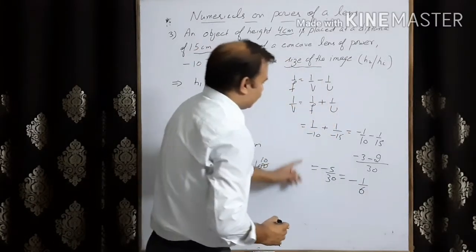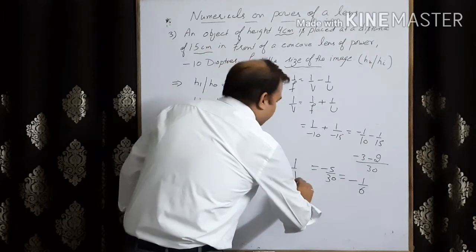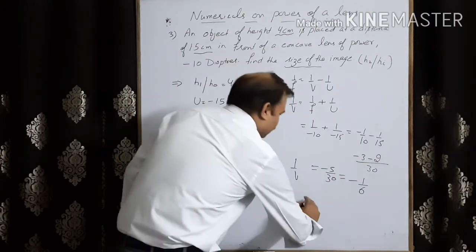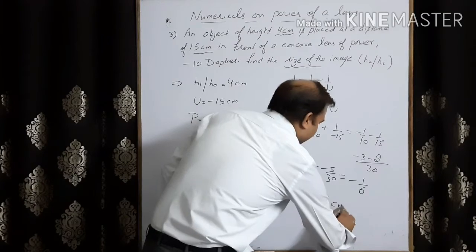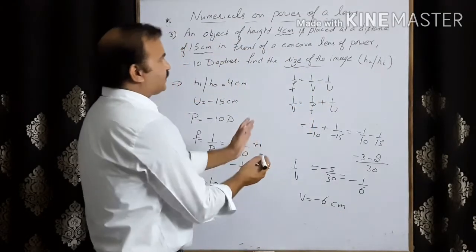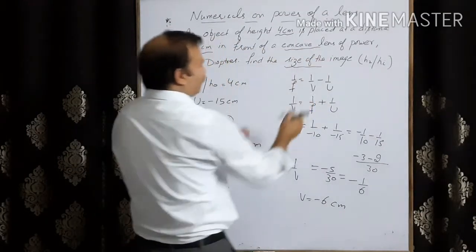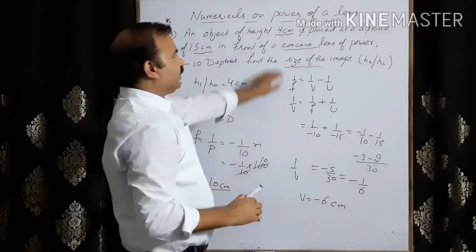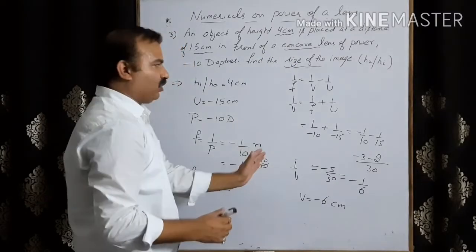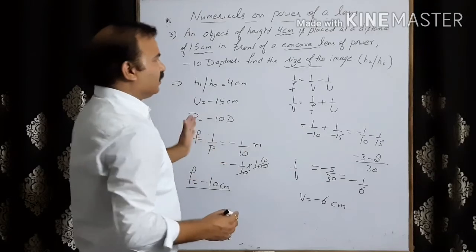So what we got? We got 1 by v is equal to minus 1 by 6, or we can say v is equal to minus 6 centimeter. See, v is minus 6 and this is a concave lens. It means v is on the left side of the optical center, and we know that in a concave lens the image is formed on the left side of the lens.